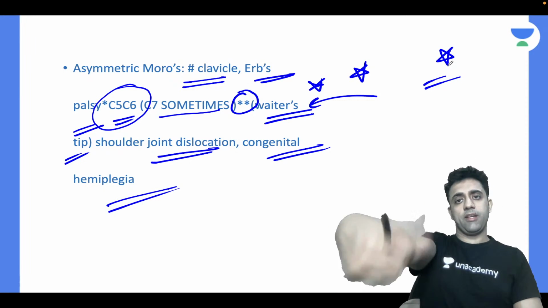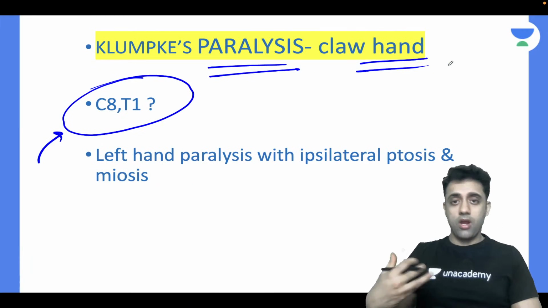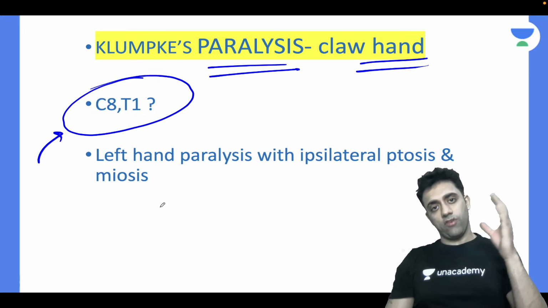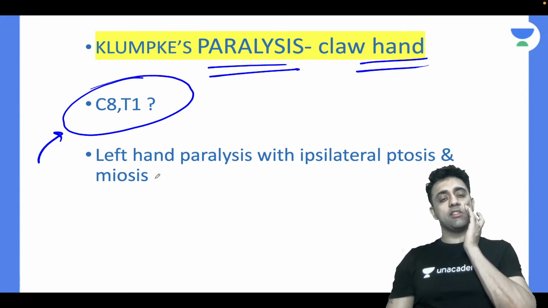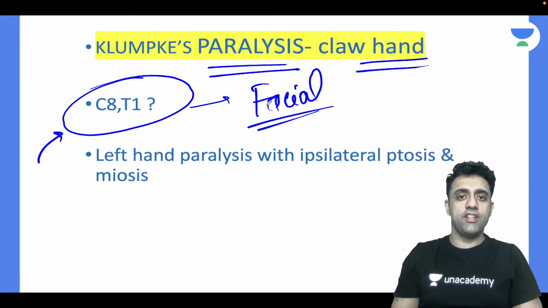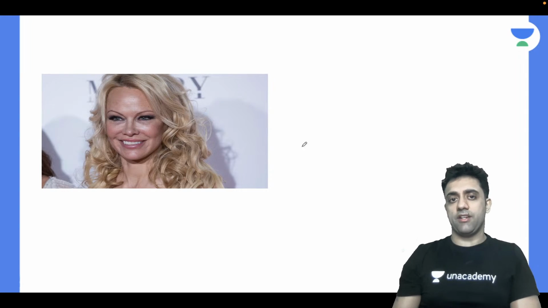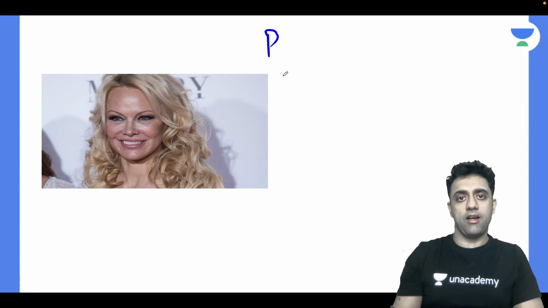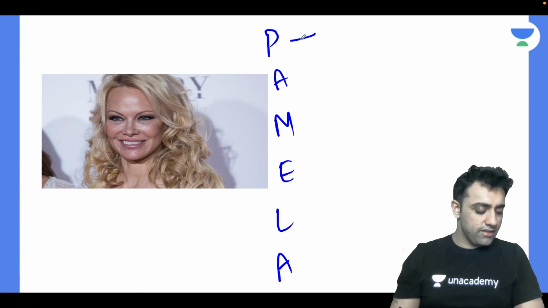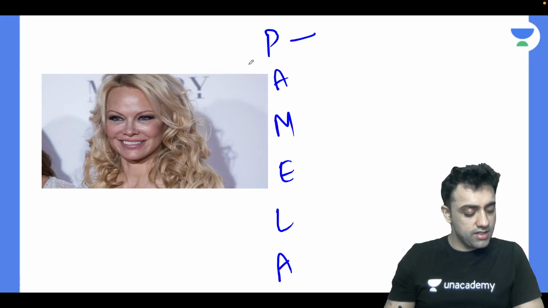Whenever they ask waiter's tip, it is nothing but Erb's palsy, whereas claw hand, where the hand becomes like a claw, is nothing but Klumpke's paralysis, because they involve the lower segment of the brachial plexus and facial features are there. What all facial features are there? The mnemonic for this one is Pamela Anderson. P for anyone. This is a very old mnemonic.